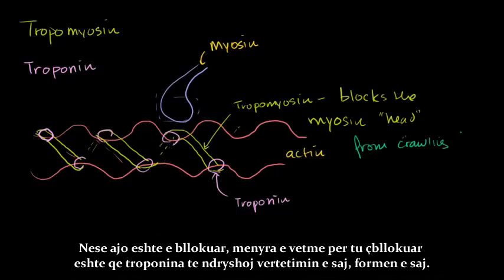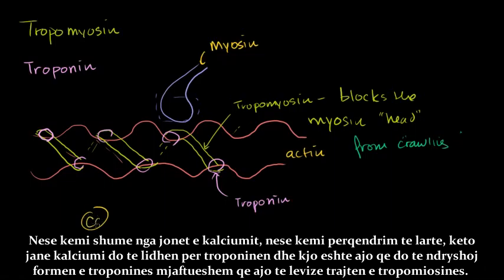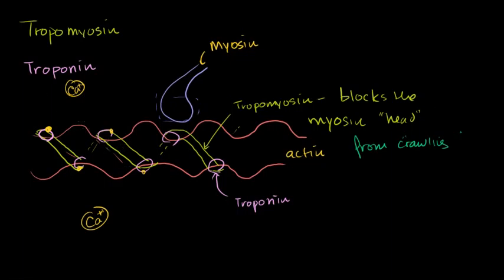And the only way to make it unblocked is for the troponins to actually change their conformation, to change their shape. And the only way for them to change their shape is if we have a high calcium ion concentration. So if you have a high enough concentration, these calcium ions are going to bond to the troponin, and then that changes the conformation of the troponin enough to move the configuration of the tropomyosin. So let me write this down.